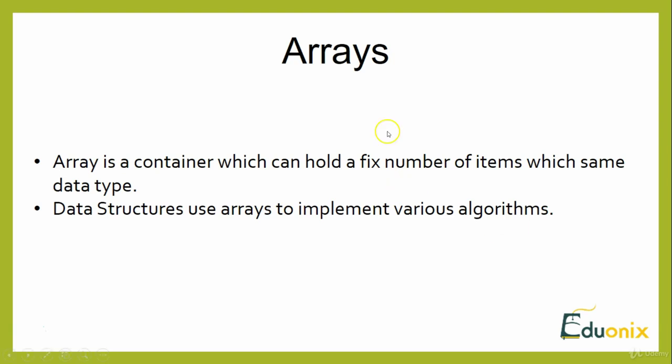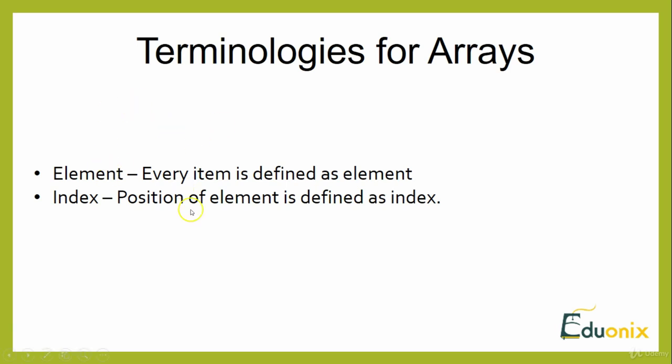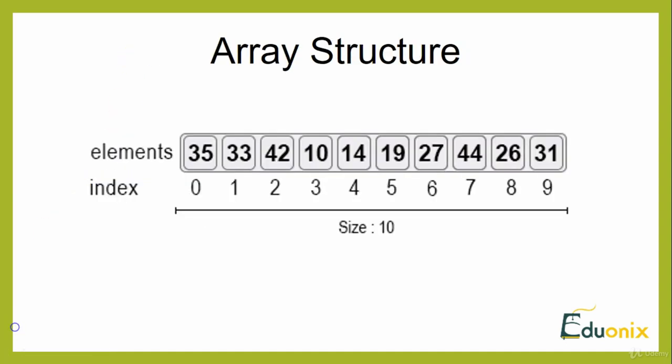So there are certain terminologies which are followed for arrays. Let's have a look at what those terminologies are. First one is element. Every item which is stored in an array is called an element. The next is the index. The position of an element, whatever position it is defined at, is considered the index position for an array. Now we had a look at what the element is and what the index is.